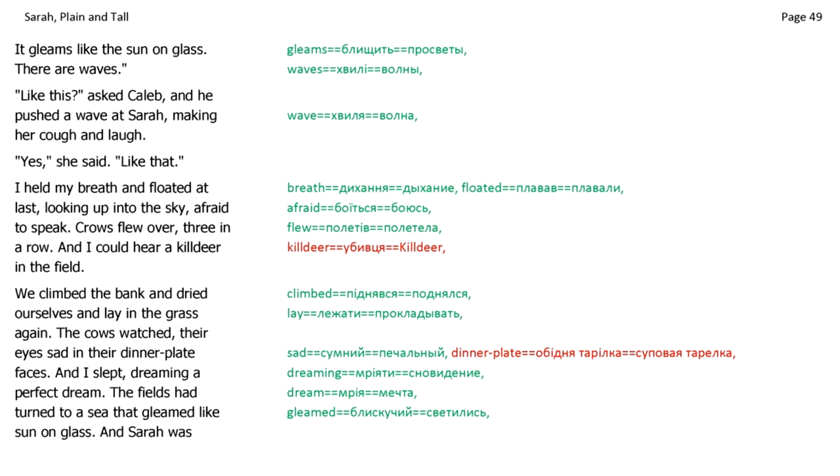We climbed the bank and dried ourselves and lay in the grass again. The cows watched, their eyes sad in their dinner plate faces. And I slept, dreaming a perfect dream. The fields had turned to a sea that gleamed like sun on glass, and Sara was happy.